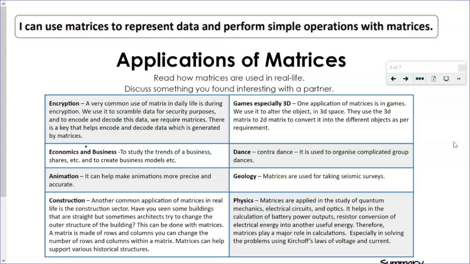Construction, another common application for matrices in real life is construction. Have you seen buildings that are straight, but sometimes architects try to change other structures of the building? This can be done with matrices as well. And then physics, matrices are applied in the study of quantum mechanics, electrical circuits, and optics as well. It helps the calculation. So, very important, often used in life. So I just wanted to mention that because I had some questions about that.